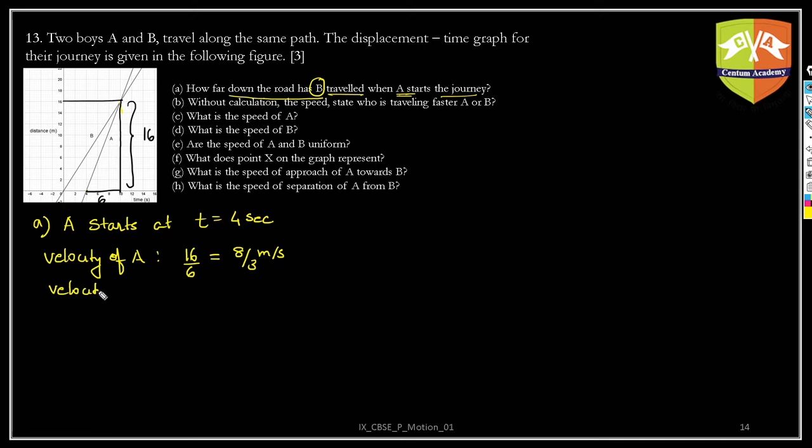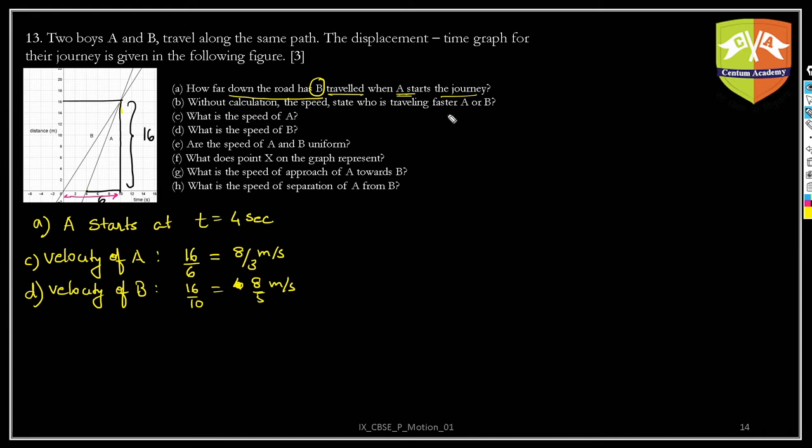Velocity of B is how much? We have to do again the slope thing. So let's draw B. B travels 16 meters in 10 seconds. If you see, B takes 10 seconds from the graph. This is 10, isn't it? B takes 10 seconds for the same 16 meters. So 16 upon 10, which is, not 4 by, in fact 8 by 5 meter per second, right? 8 by 5 meter per second. Now, so speeds are done. So actually we are done with C and D. What is the speed of B? Speed and velocity are same here, because both of them are moving in the same direction.